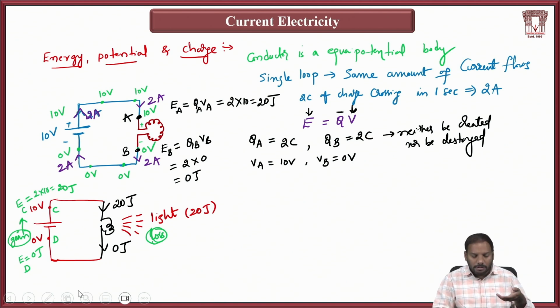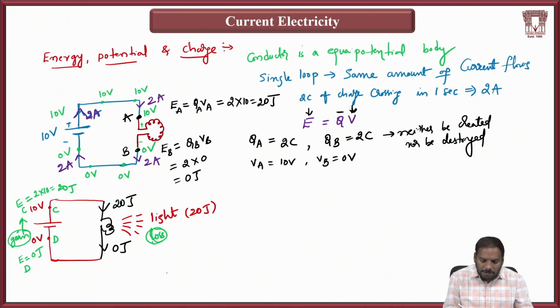So this is how the energy of the charges is lifted up by using the battery, whereas the energy of the charges is lost whenever they are traveling through the bulb. This is how the energy gain and energy loss happen. However, energy can neither be created nor be destroyed. So the energy that we are losing is spent in the form of light.